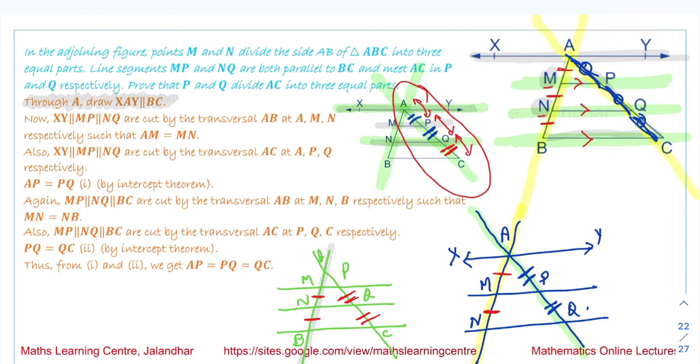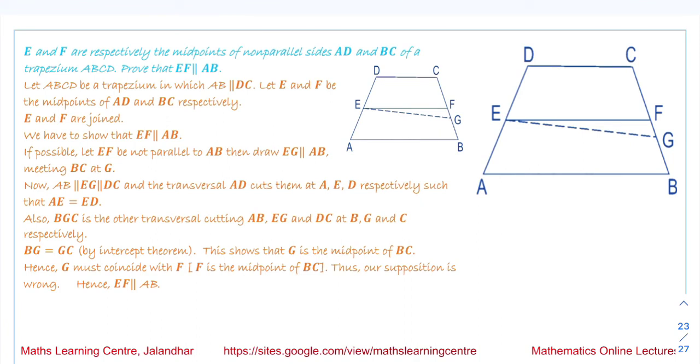are equal to each other. Now next: E and F are respectively the midpoints of the non-parallel sides AD and BC of a trapezium ABCD. We have to prove that EF is parallel to AB. The same question we have also done previously, but now we are using the intercept theorem. In the previous case we used the midpoint theorem. How did we prove this? We considered the trapezium like this, and these are the lines that are given to us.